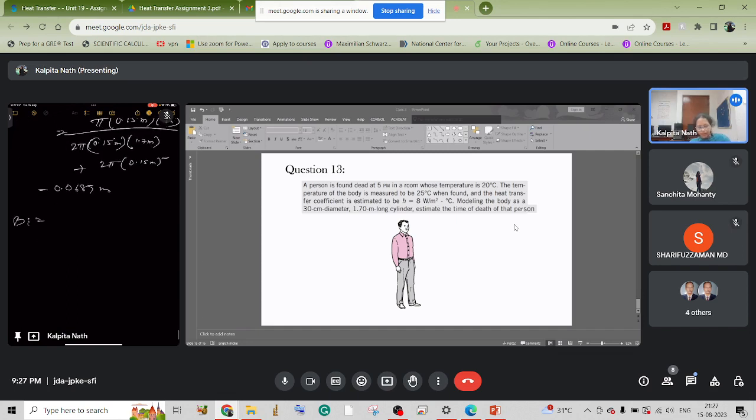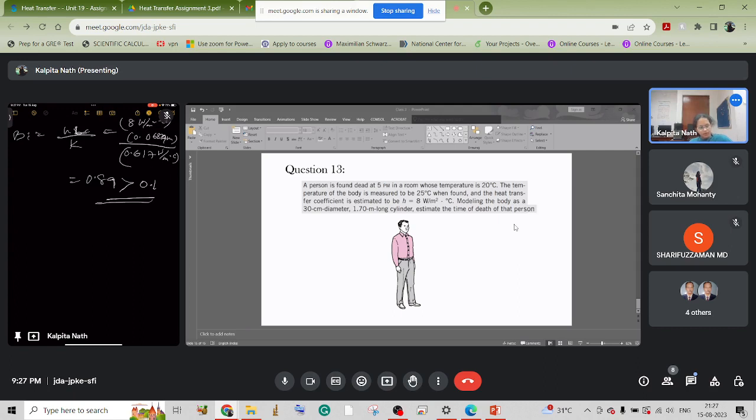and the Biot number is h Lc by k. So h is 8 watt per meter square degree Celsius, Lc is 0.0689 meter, and k is 0.617 watt per meter degree Celsius. This came out to be 0.89, greater than 0.1. So for a lumped parameter system, we need less than 0.1. So obviously the lumped parameter system is not applicable here.